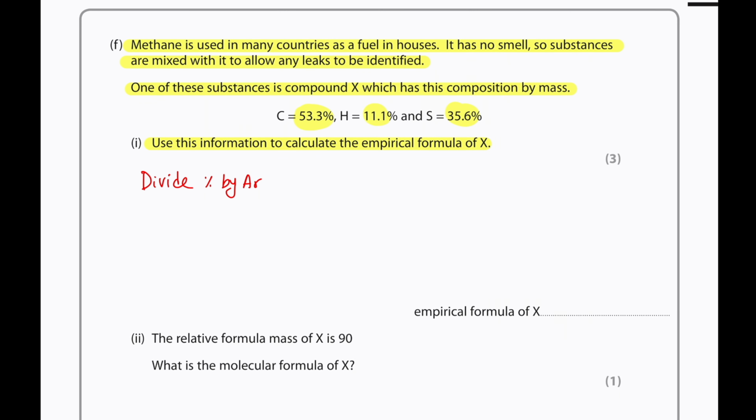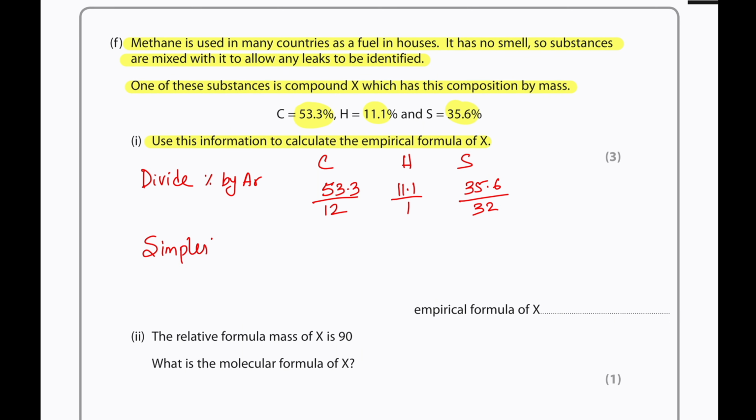To calculate the empirical formula, first of all, we'll have to divide the percentage by their relative atomic mass. Then we will find their simplest ratio. Once we find their simplest ratio, we will be able to find the empirical formula of that particular chemical, H11S1.